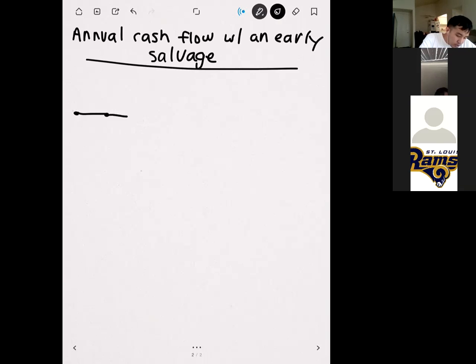What we wanted to do is come up with an expression for the EUAW, which is the uniform series representation of all the cash flows. Machine A can only last 7 years. So at year 7, we are going to salvage that machine and buy a new one. And then after 3 more years, we're going to salvage that one at a higher rate.